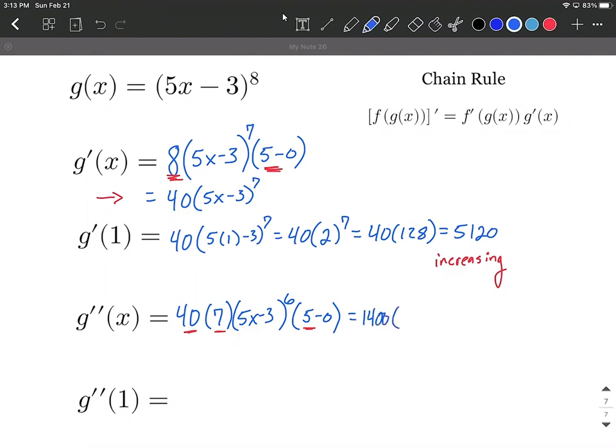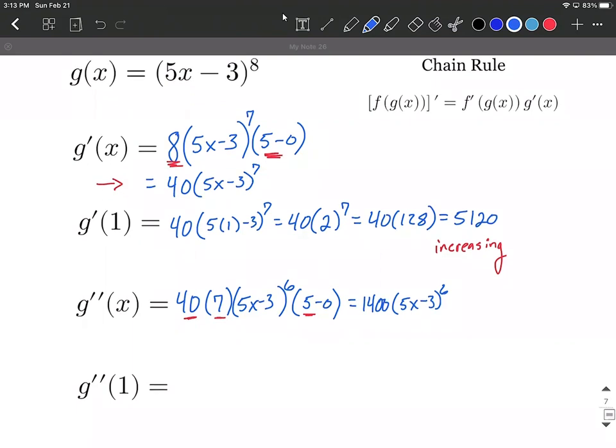Kind of a big number. And then bring along the (5x - 3) to the 6th power. All right, so we've calculated the second derivative. Now let's evaluate it at an x value of 1 and talk about what that means on our graph. So again, that's just plug in 1 for each of our x's. There's only one x in this example.